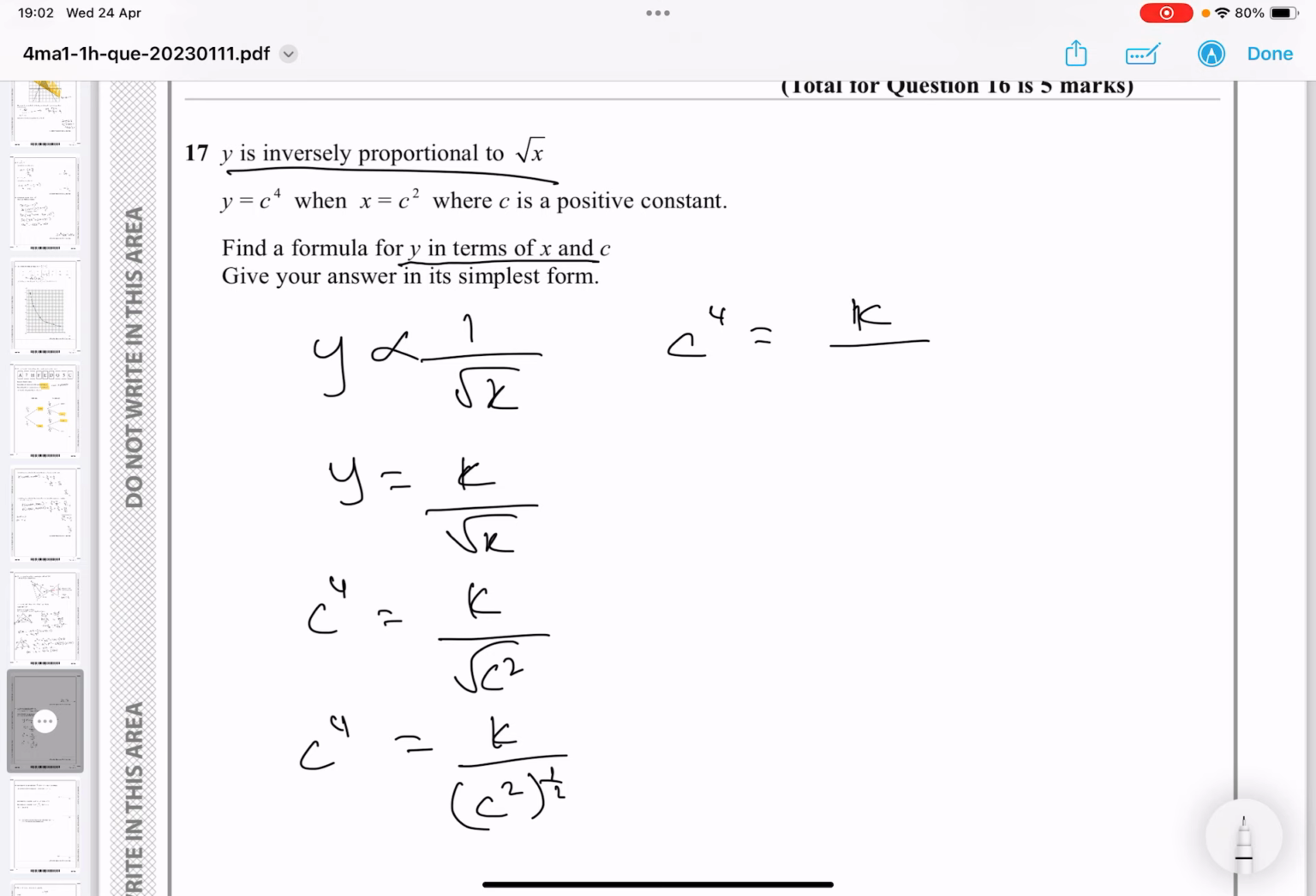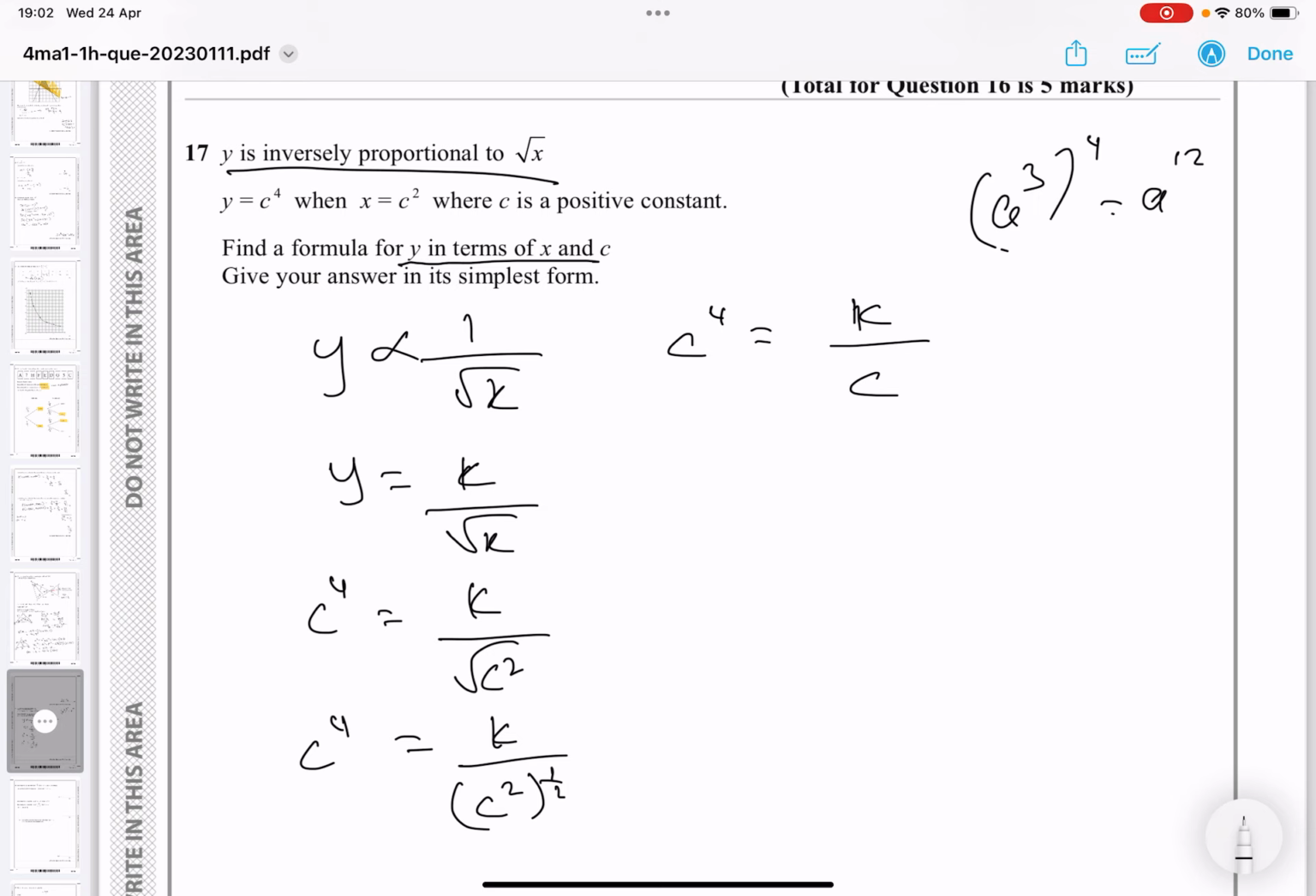Now, this is another indices rule you have to learn. a to the power of 3, all in brackets to the power of 4: you multiply the indices, okay? So that'll give you a to the power of 12. So here it's going to be 2 times half, so it'll be c. So when you have an indice to the power of another indice, you have to multiply the two indices.